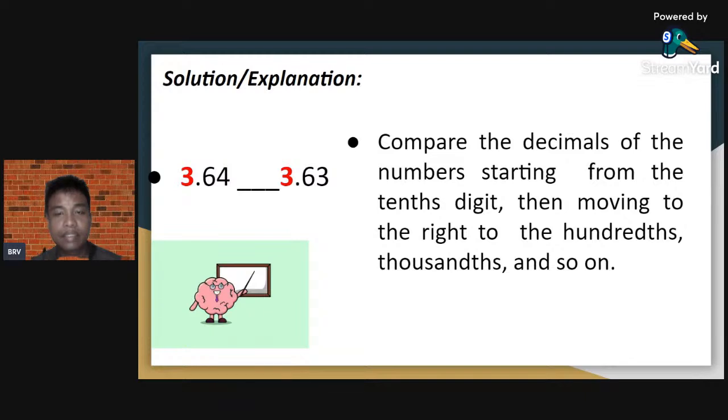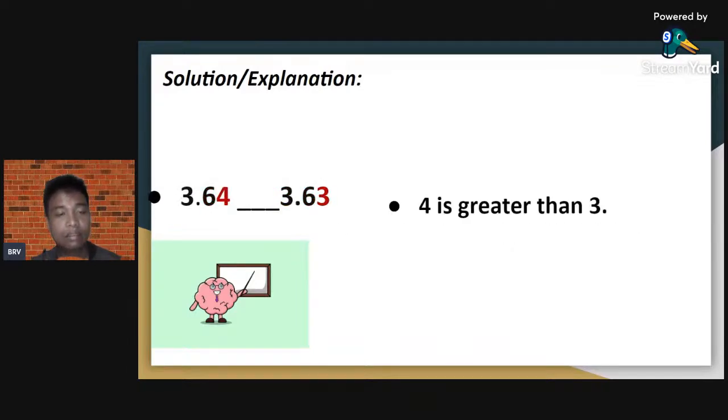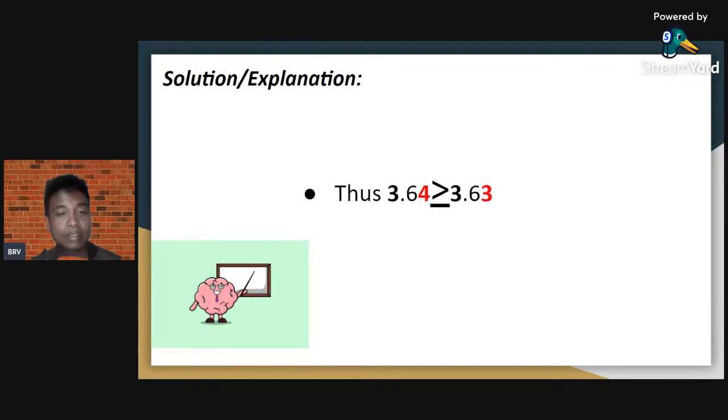The first decimal place is the tenths, then moving to the right, the hundredths, thousandths, and so on. So we will first move to the tenths. The 6s are the same value. Since they are equal, we'll move to the next, the hundredths place value, and 4 is greater than 3. So it means that 3.64 is greater than 3.63. Did you get it? Okay, very good.